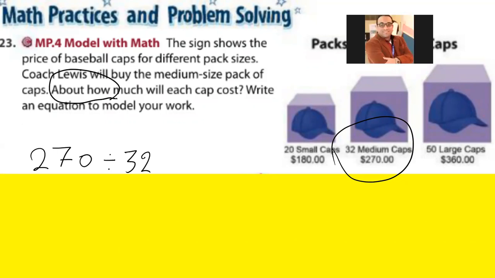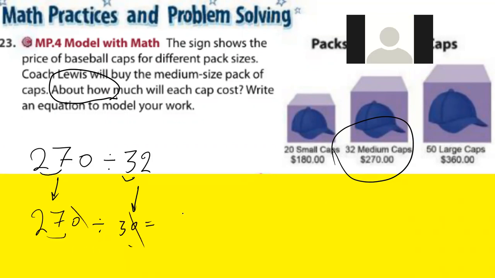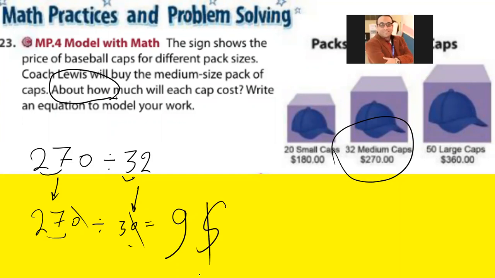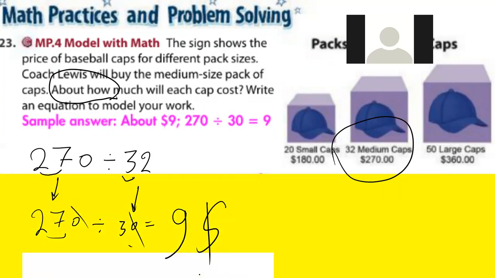But he asked here in the question about how much. About means to estimate. And we said before we must search for the relation between the two numbers, 27 and 3. Let's make it 270 and let's keep 32 as 30. By dismissing 1 zero from both sides, you will get 27 over 3, which will be 9 dollars. So the answer here is 270 divided by 30, which is 9. Thanks, Muaz.